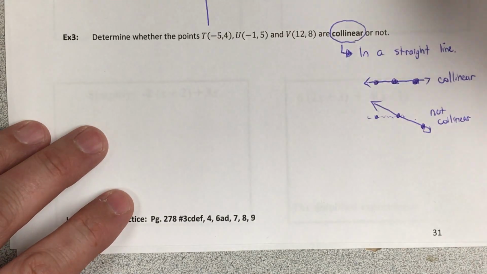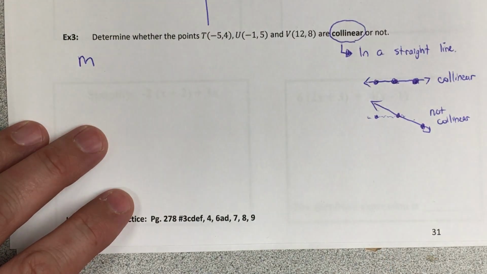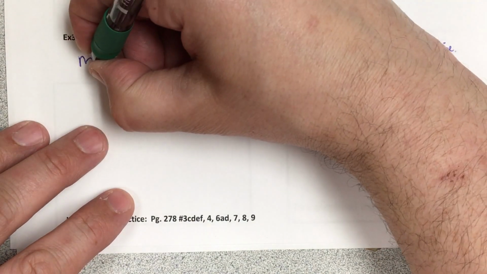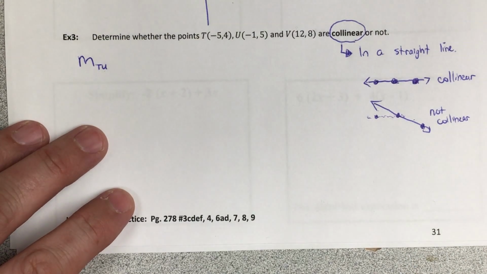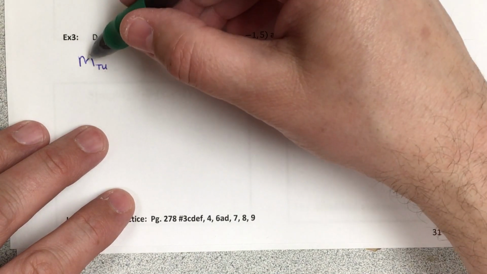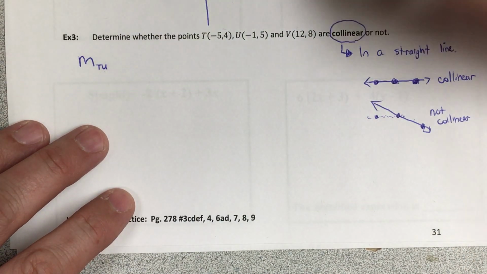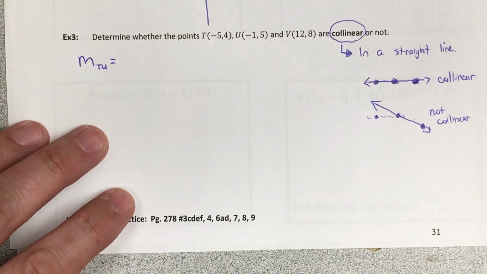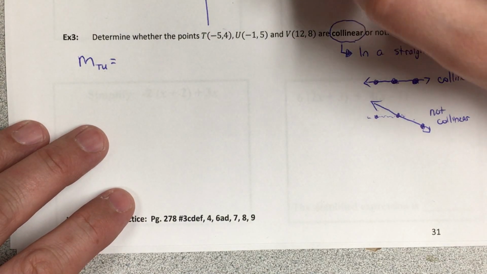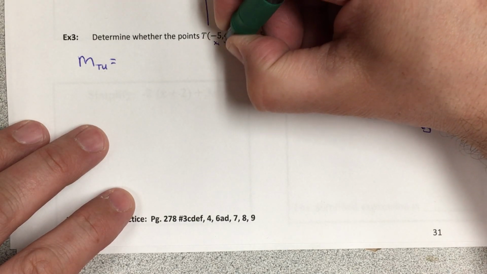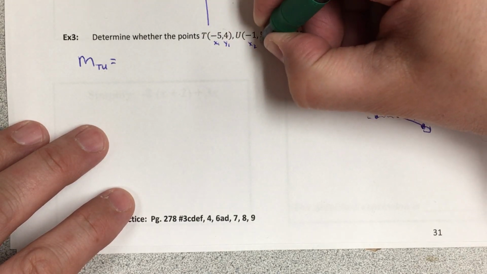I'm going to start with t and u first. So I'm going to write m for slope, and I'm going to put a little t and a little u, so a subscript. And that's going to help me stay organized. It tells me that I'm finding the slope between t and u, between these 2 points, t and u. So I'm going to go same formula, y2 minus y1 over x2 minus x1. So I'm going to have x1, y1, x2, y2.